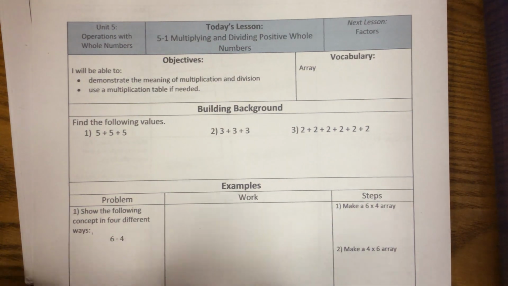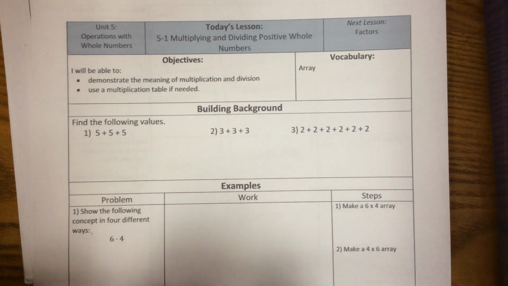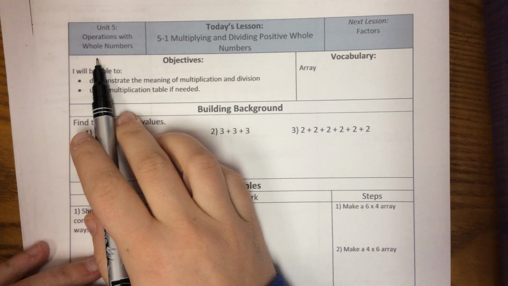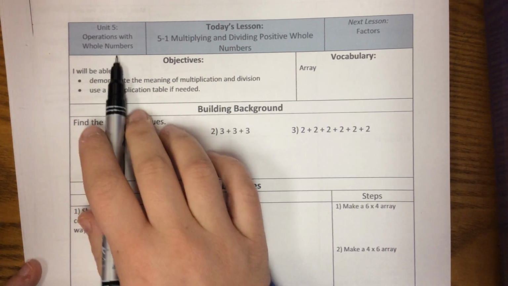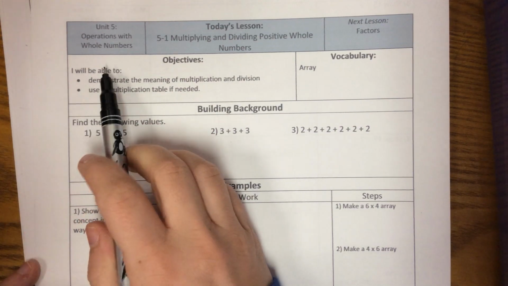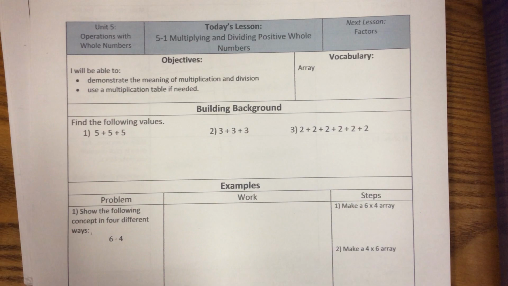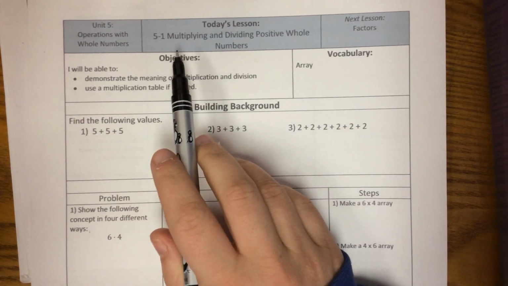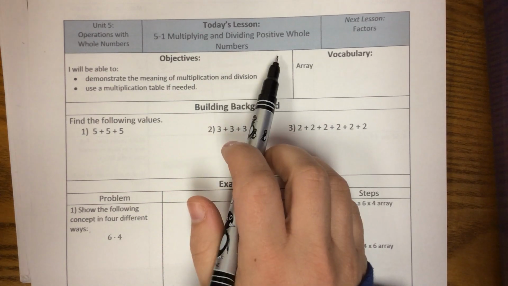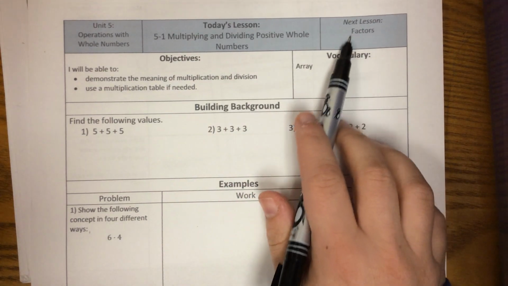All right, today we are starting Unit 5, Operations with Whole Numbers. Remember, whole numbers are just positives, so we're just working with positive numbers in this chapter with multiplying and dividing. We are going to do some adding and subtracting of negatives as well, since we just finished that in 1 through 4. So 5.1 is multiplying and dividing positive whole numbers. Our next lesson is going to be factors.